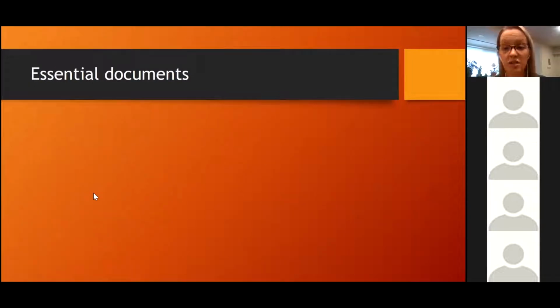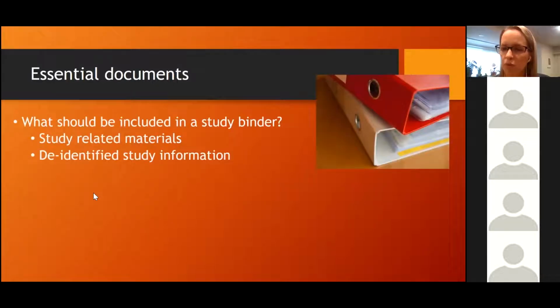So we've discussed who's responsible and why it's important to keep your study documents organized. Let's discuss what type of documents should be in a master study binder and what should be kept separately. So first off, what should be included? Really any materials related to the overall conduct of your study. This would be de-identified study information only.